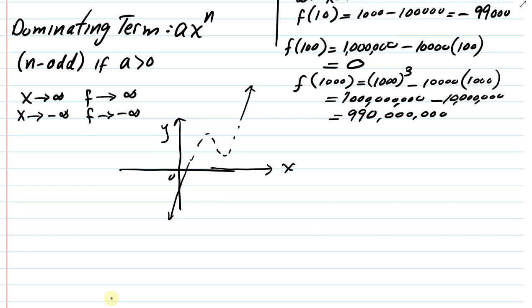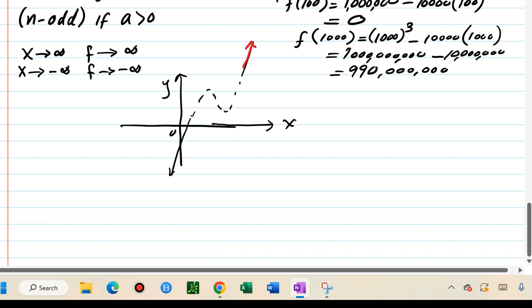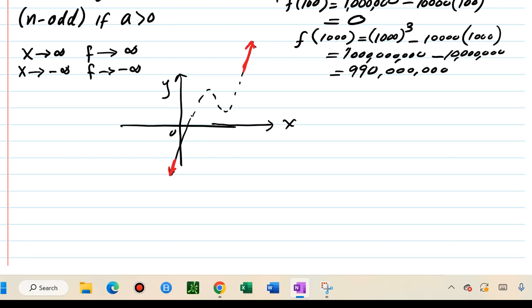So here's the example of n odd and a positive. So remember, the function rises very rapidly and it falls very rapidly also as the exponent is odd and as x increases. So there you go. This is the end behavior for very large x, and this is for very small x. All right. Now, what if the coefficient is negative?